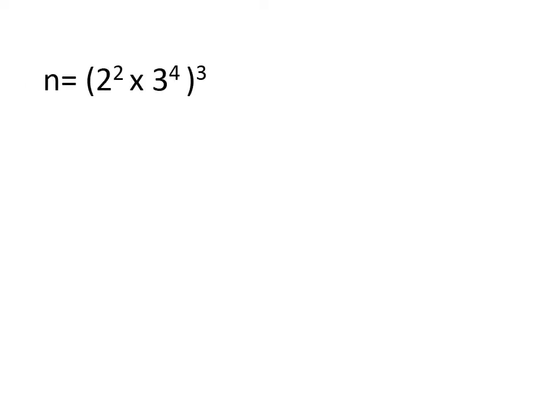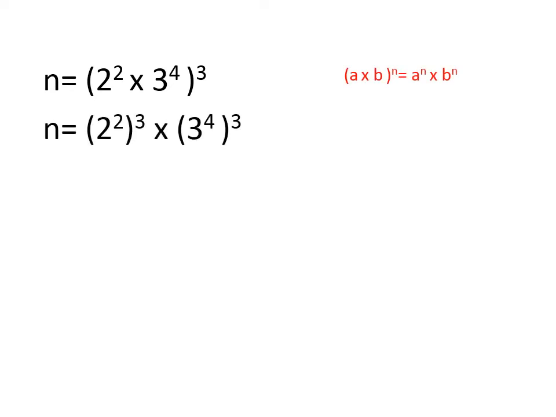Okay, the next one. (2 to the power 2 times 3 to the power 4) all to the power 3. Again, we have to distribute 3 among the factors. Each factor should be written with power 3. So (2 squared) all to the power 3 times (3 to the power 4) all to the power 3. Again, we have to multiply the powers by each other, which means that we will get 2 to the power 2 times 3, which is 6, times 3 to the power 4 times 3, which is 12.